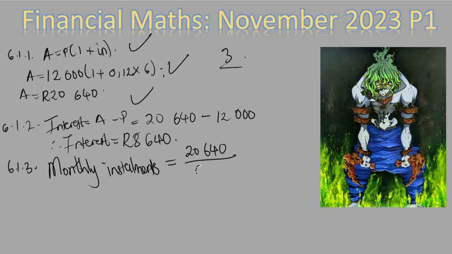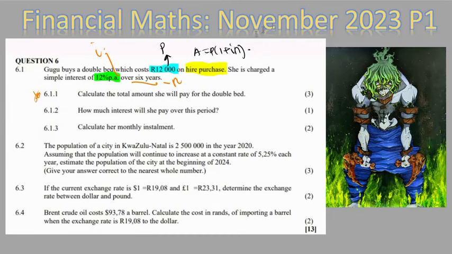She's going to pay this for what? For 6 years. However, she's not going to pay this with yearly installments. She's going to pay this with monthly installments. So in that 6 years, each year has 12 months, right? So we're going to take this 6 years and multiply it by 12 months because every year has 12 months. And so now our value here is going to be 20,640 over 6 times 12. Monthly installments, rounded off to 2 decimal places, 286.67. Nice. You see that? 6.1.3 done.